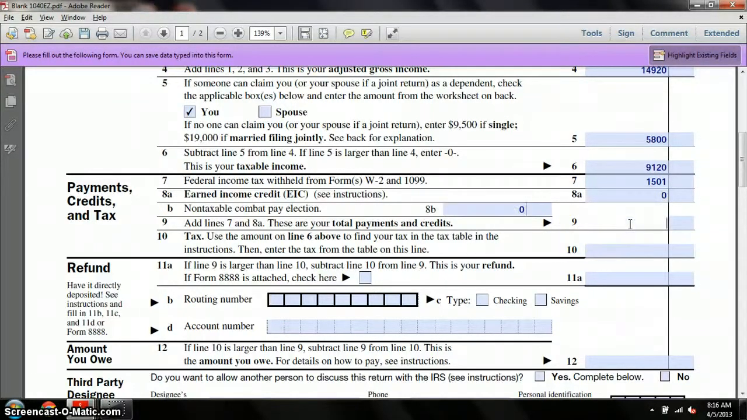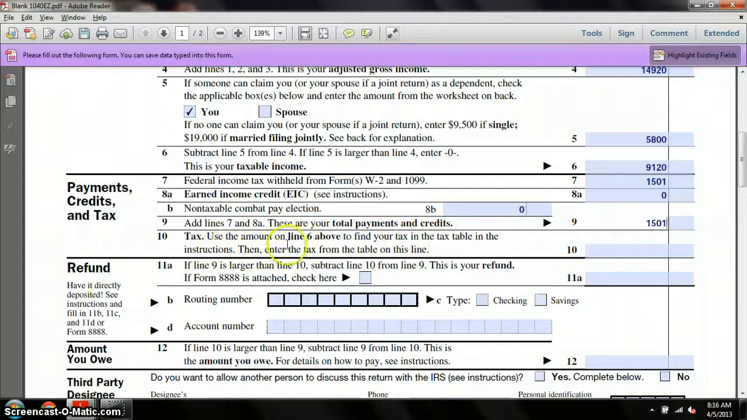In line 9 here, it says add lines 7 and 8A. These are your total payments and credits. Line 7, we can take 1,501. 8A, 0, so it's going to just transfer down $1,501.